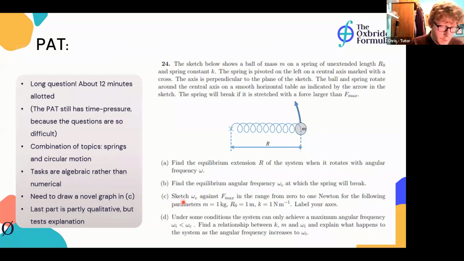Yeah, and then the last part is also a more difficult task, but a very different one. It says find a relationship between some of the variables and then explain what happens in some particular case. And so it's an explain type question. So your explanations have to be good as well. You're not just calculating.